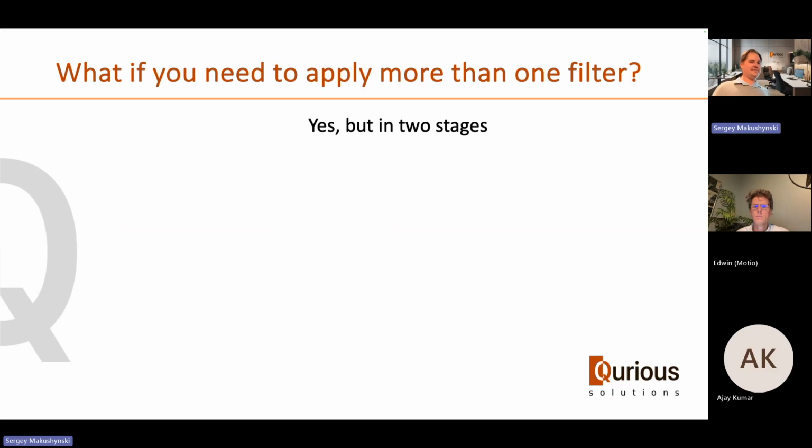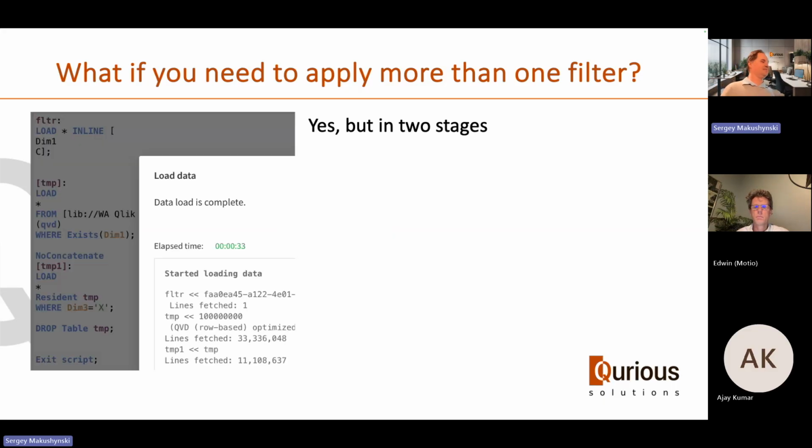You can do that, but you need to do it in 2 stages. In this instance, it's grayed out, but I think it should be fine. You see, I created a small inline table, the same as in the beginning. I did where exists with load star, and then I just did a resident load with another filter in. 33 seconds, so performance is kind of preserved. We're still doing it very fast, even though we did 1 load and then a second load after that.